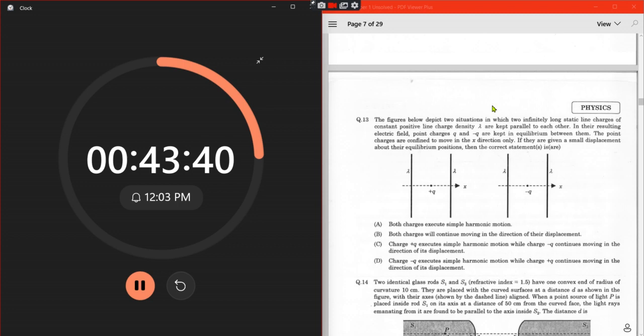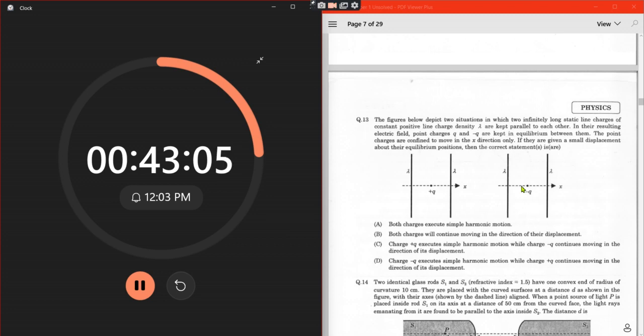The figures below depict two situations in which two infinitely long static line charges of constant positive line charge density lambda are kept parallel to each other. In their resulting electric field, point charges q and negative q are kept in equilibrium between them. The point charges are confined to move in the x direction only. If they are given a small displacement about their equilibrium position, then the correct statement is or are.